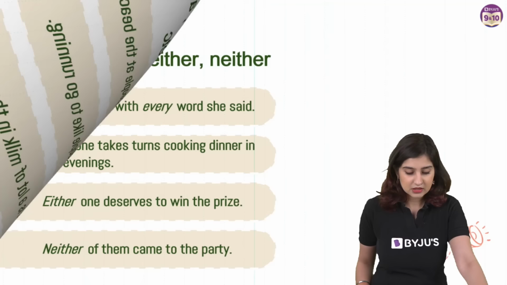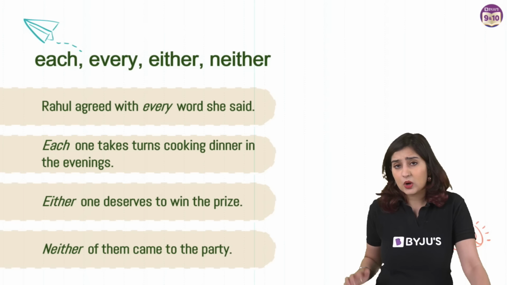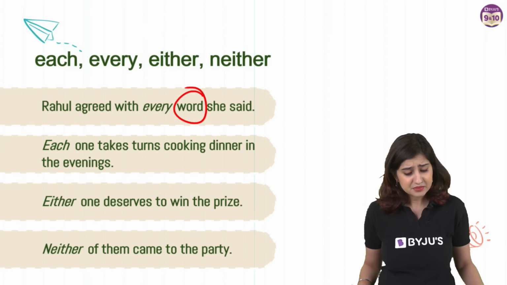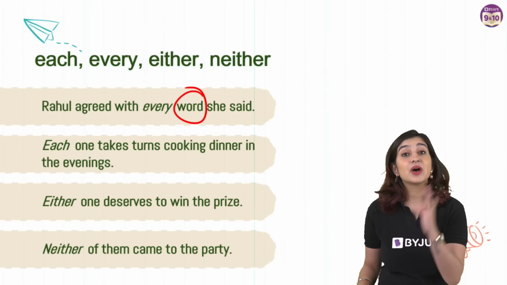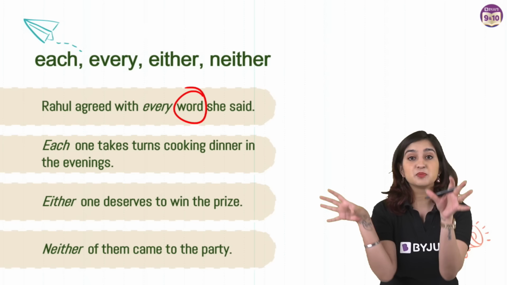Now: each, every, either, neither, however you pronounce it. Rahul agreed with every word he said. So word is your noun here. Every word, matlab, every single word that he said. Okay? That's why it's a distributive determiner, because we are referring to every single word.